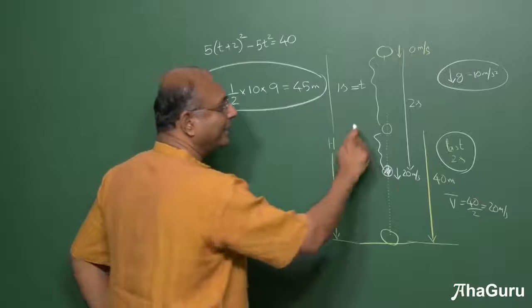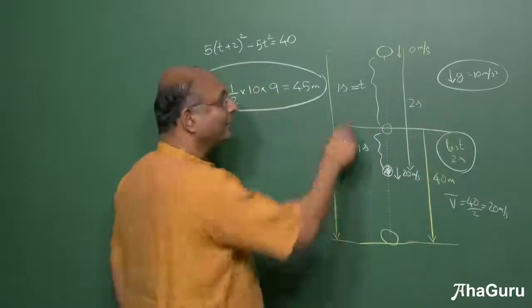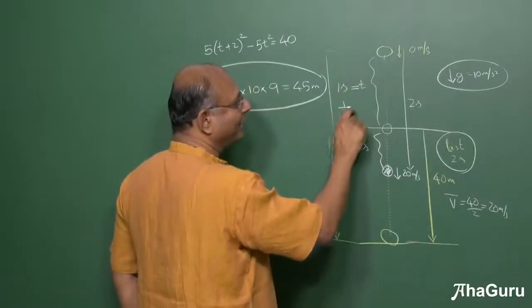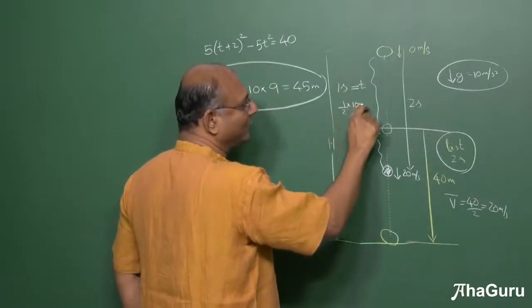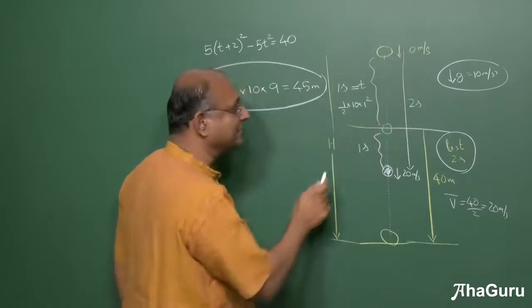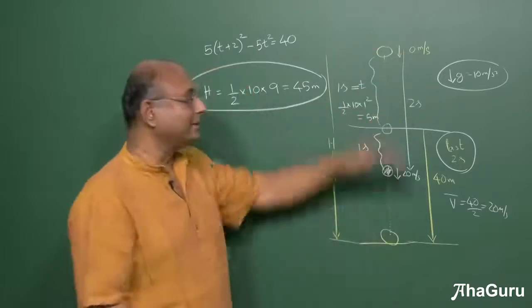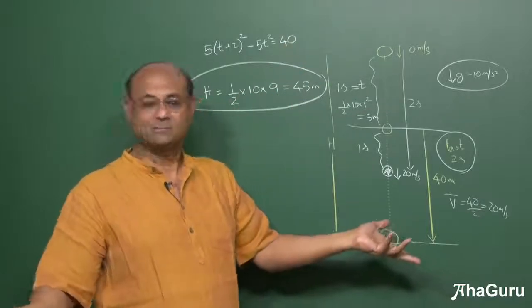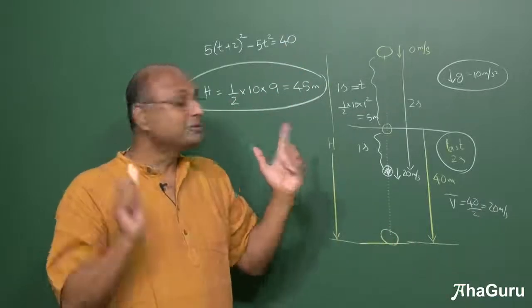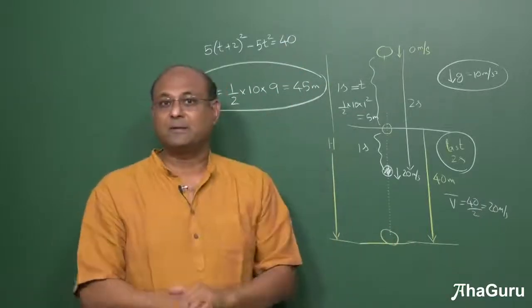Or you can say, I know this distance is 40. In 1 second, how much will it fall? Half into a into 1 square, because initial velocity is 0. So this is 5 meters. So if you know this is 5 meters and you know this is 40 meters, what is this whole thing? 45 meters. So is that clear? So using average velocity really simplifies problems.